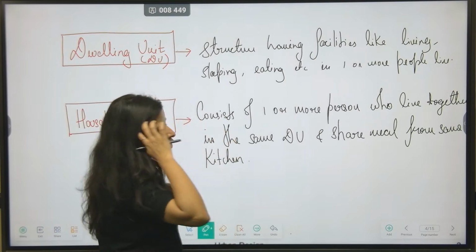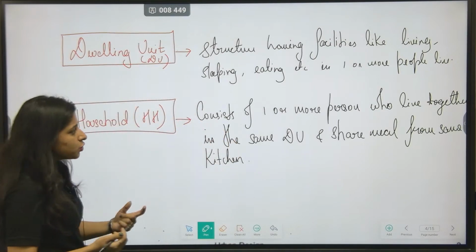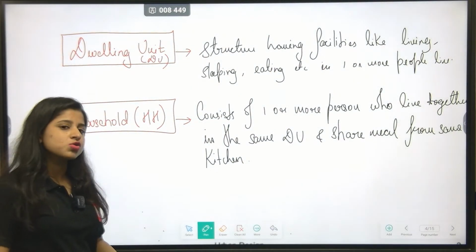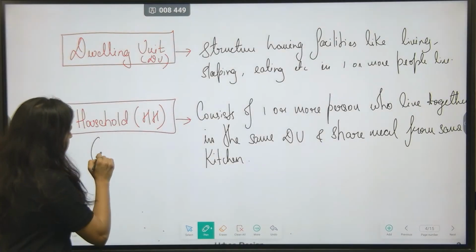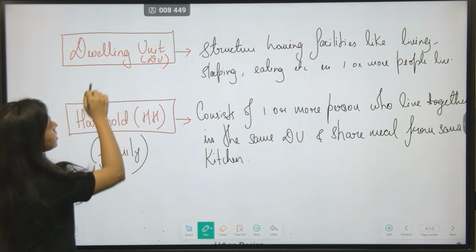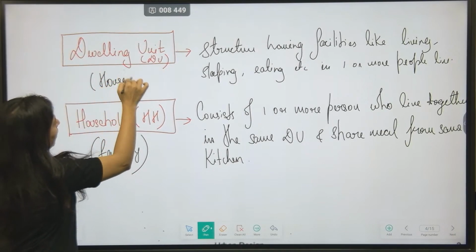That is the household. So in very simple terms, we are going to call it household only, but you can understand household as a family. And what is your dwelling unit? Dwelling unit is the house in which the family lives.